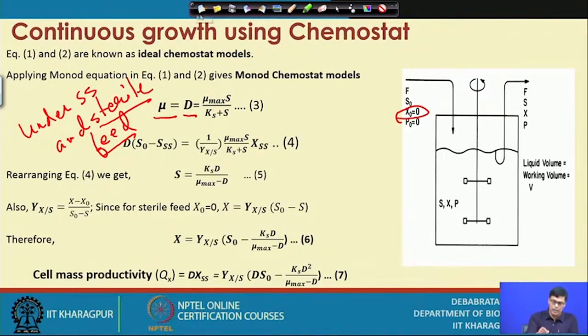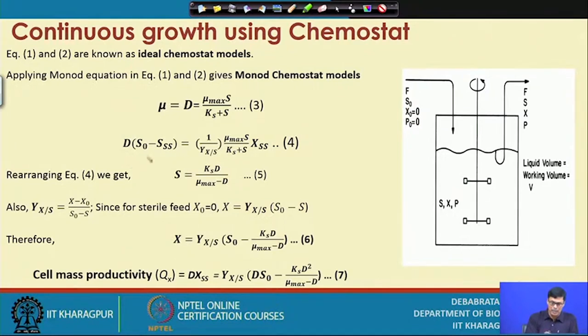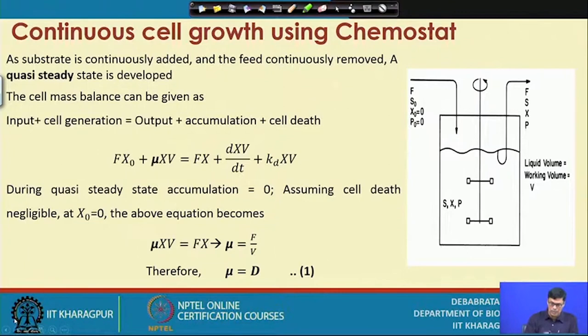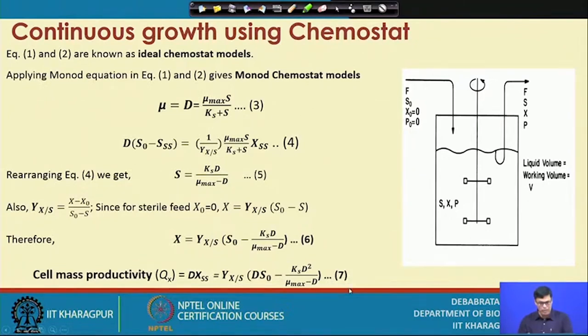Previously we have done the substrate balance, and in the substrate balance we have this equation. In this equation, if we put the value of mu, which is mu max S over Ks plus S, then we consider this as a chemostat model. This is called the Monod chemostat model. When we have the substrate balance or cell mass balance and we put in the Monod equation, then we call it a Monod chemostat model. The same thing we can work out in case of the cell mass balance.